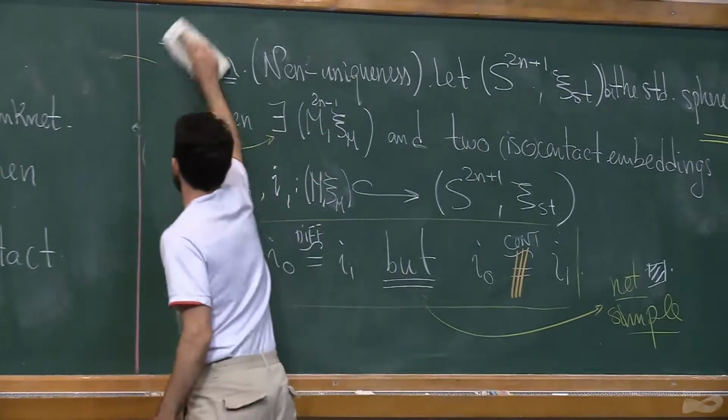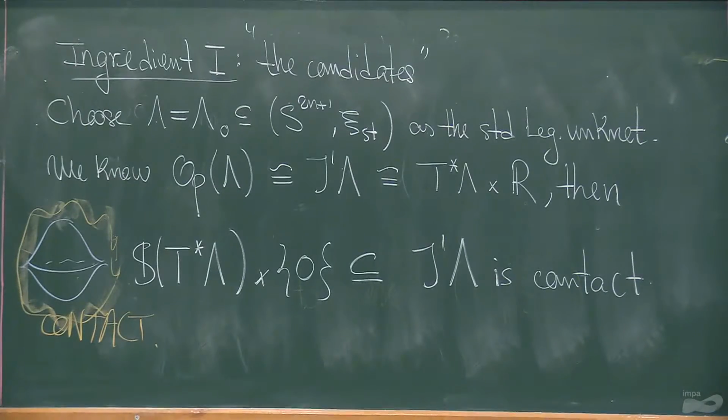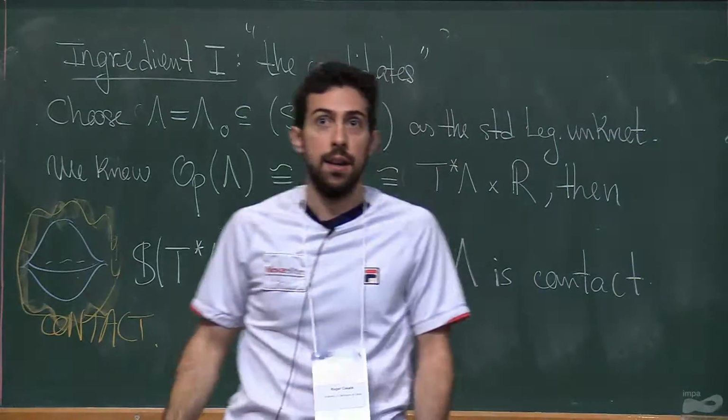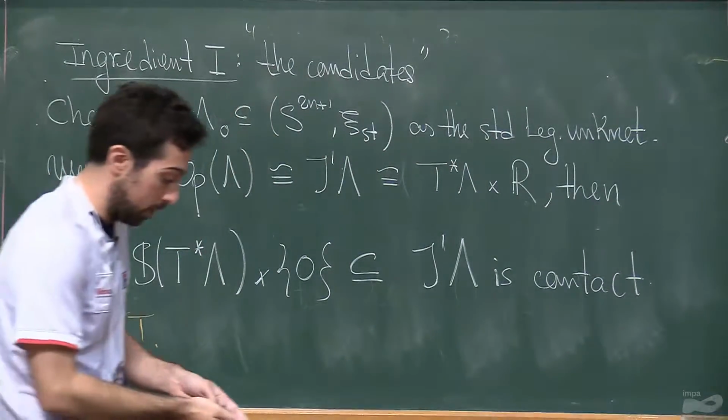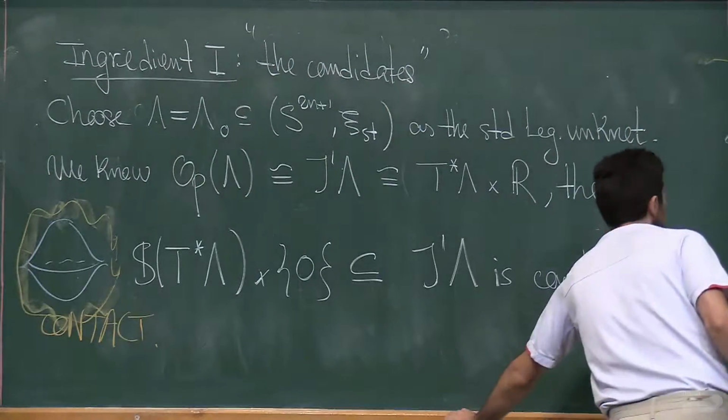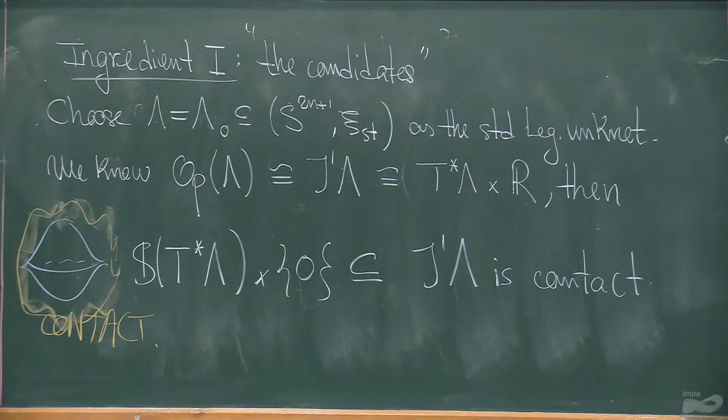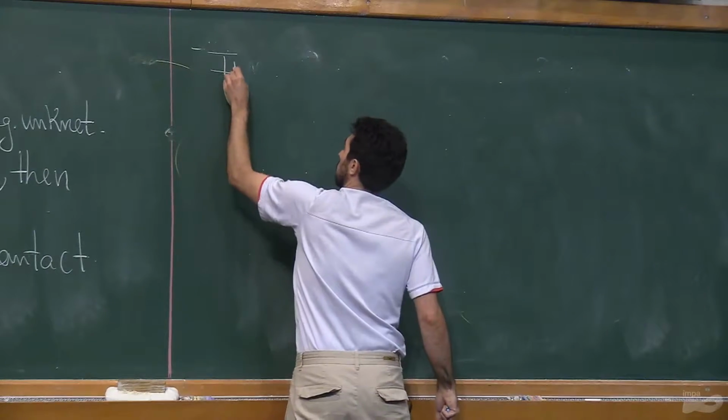Okay? So now let's proceed with ingredient number 2, which tells you, fine, I've now told you how to construct a lot of interesting contact submanifolds. How do you really know they're interesting? Why are they different? Why aren't they all the same at the end of the day? And this is where ingredient number 2 comes in. Ingredient number 2 is a technique based mostly on contact surgery diagrams, which tells you a way to distinguish these contact manifolds.